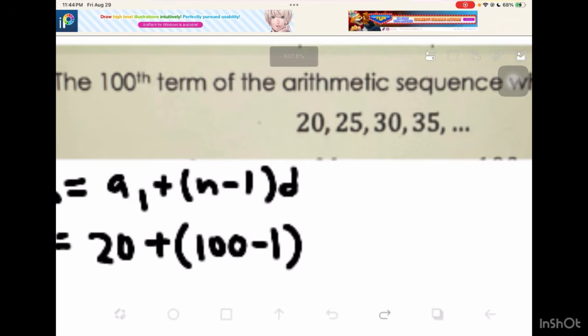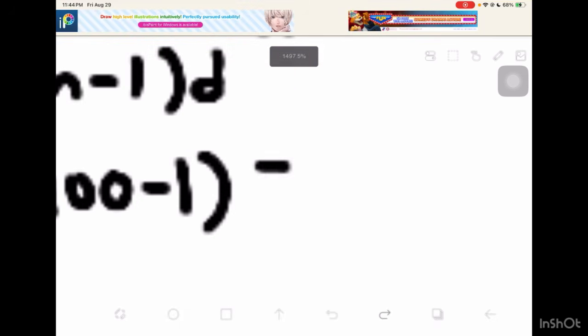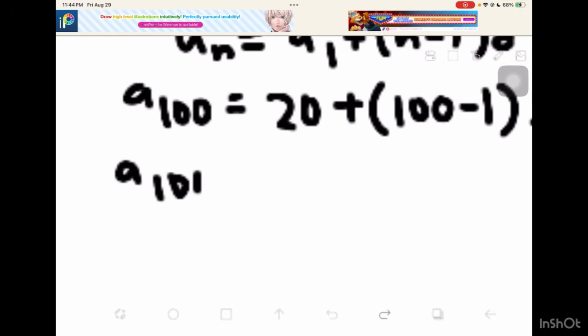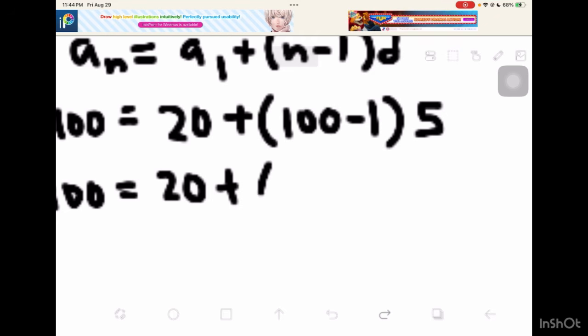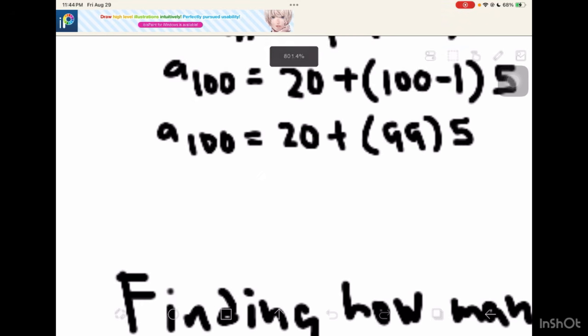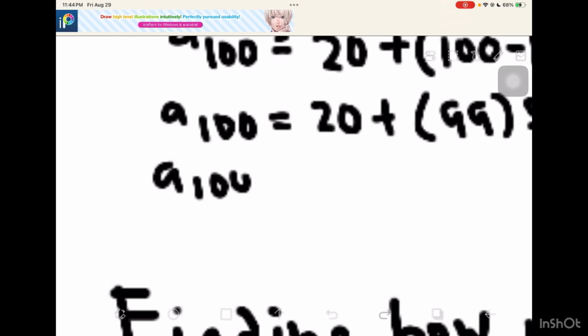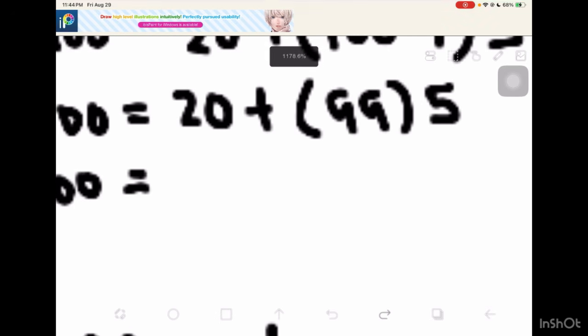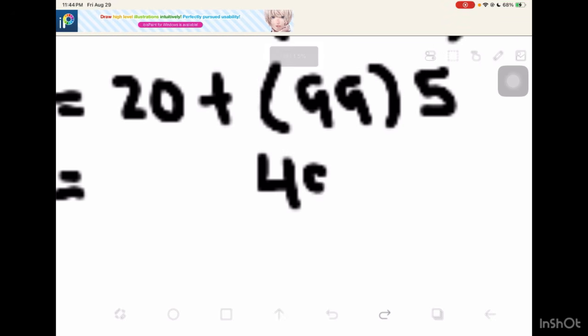Let's solve for it. 25 minus 20 is 5. 30 minus 25 is 5. So let's do 5. Please follow order of operations. Let's evaluate the brackets first. So this is equal to 20 plus 100 minus 1 is 99. Next, follow multiplication first. So 99 times 5, that's equal to 495.